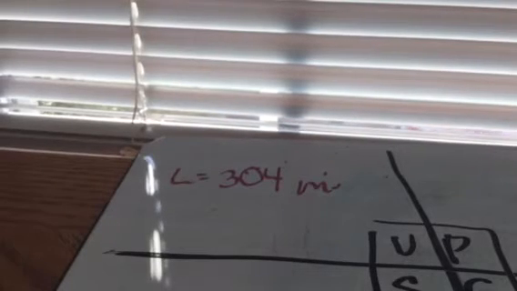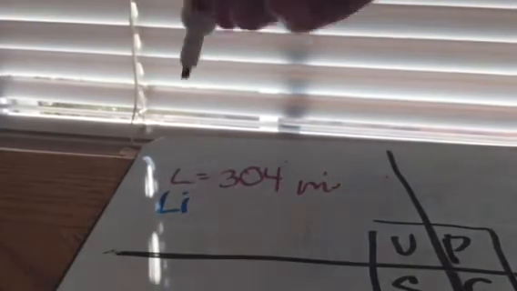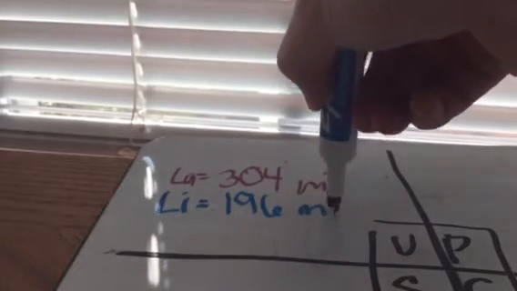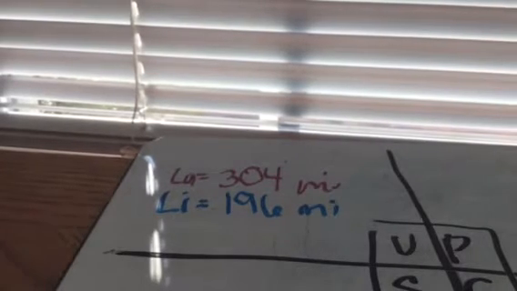Sentence 2 says Lisa traveled 196 miles. So we're going to put, and I guess I should put L-A for Larry, Lisa traveled 196 miles. And then the last sentence says, how many more miles did Larry travel than Lisa?